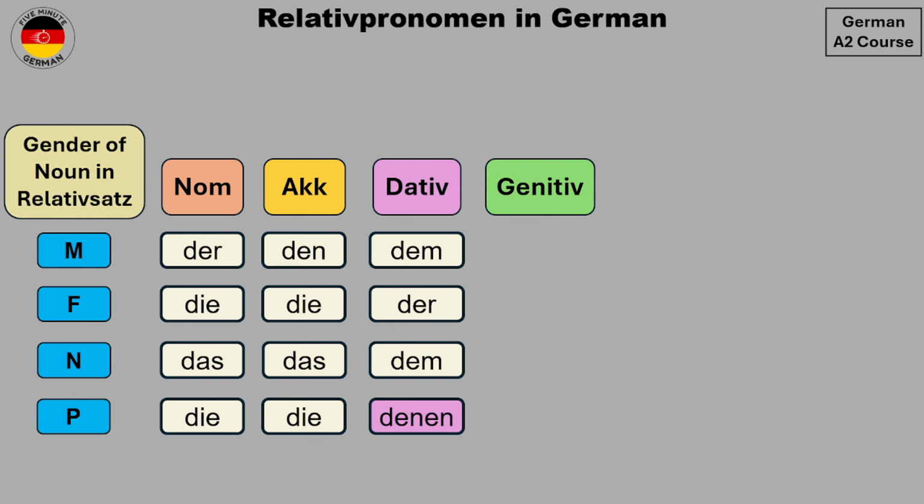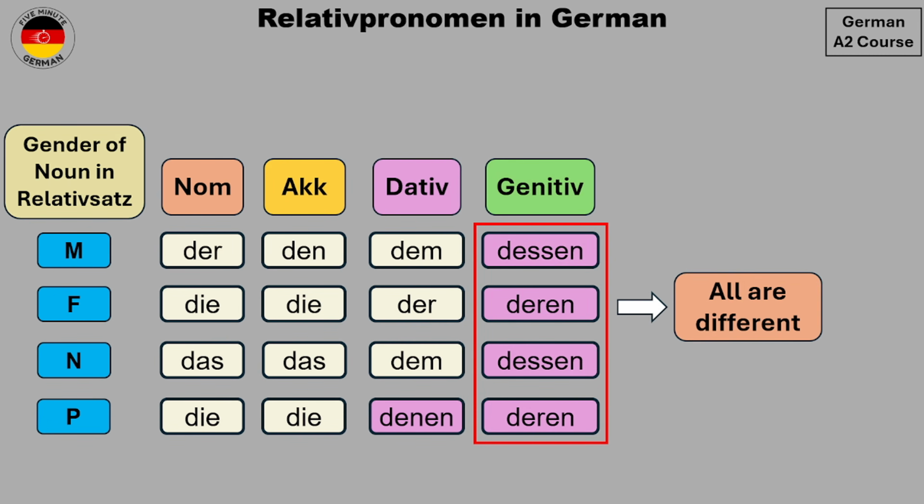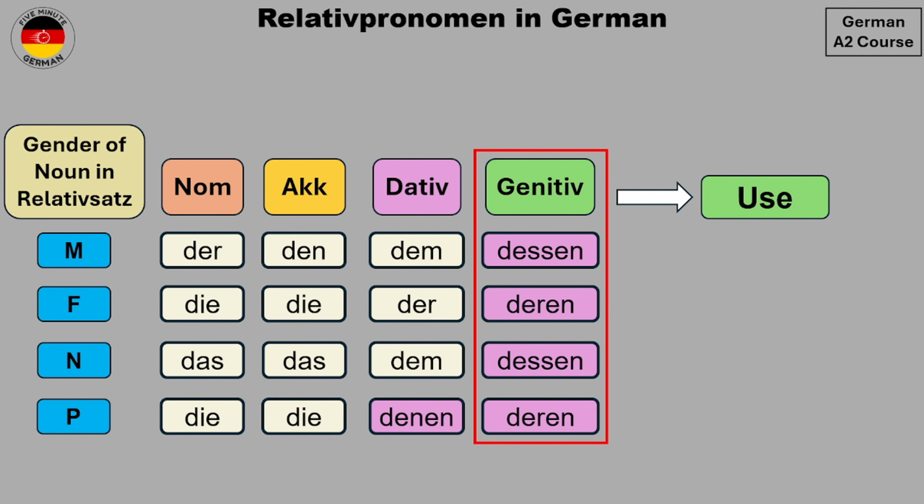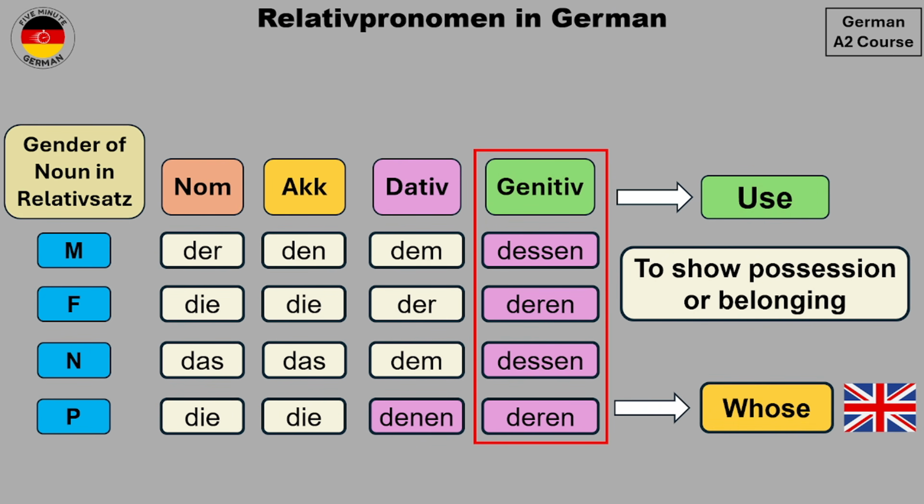So the relative pronoun for masculine nouns in genitive is dessen. For feminine nouns it is deren. For neutral nouns it is also dessen. And for plural nouns it is deren. Now you see that the relative pronouns in genitive are different from the definite articles that we have in genitive. And as we have already learned in an earlier lesson, the genitive is used to show possession or belonging. And all of these relative pronouns in genitive can be translated to whose in English.